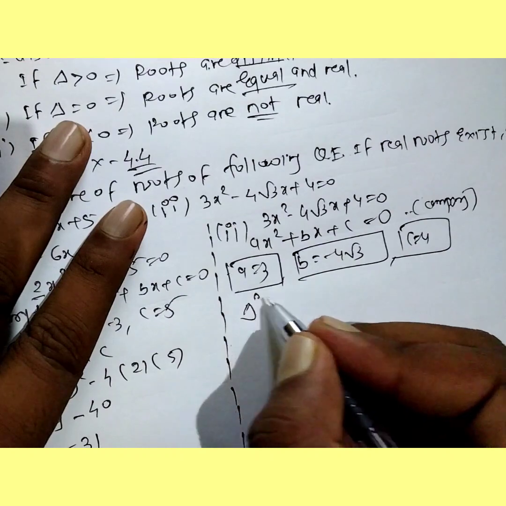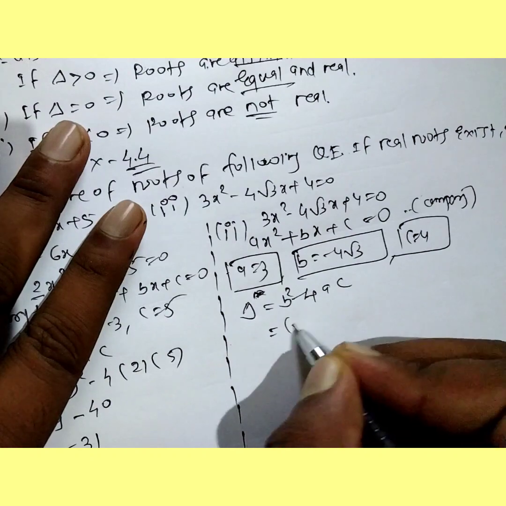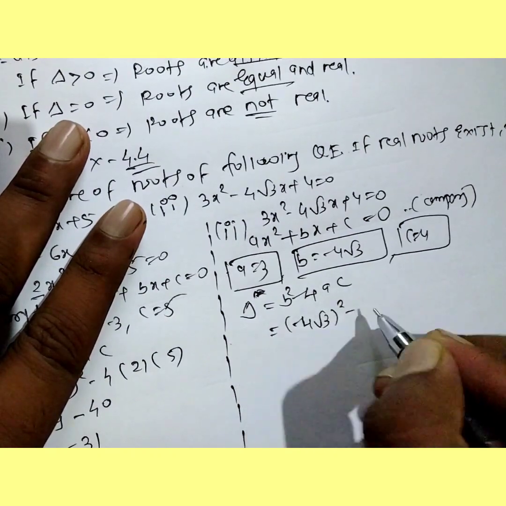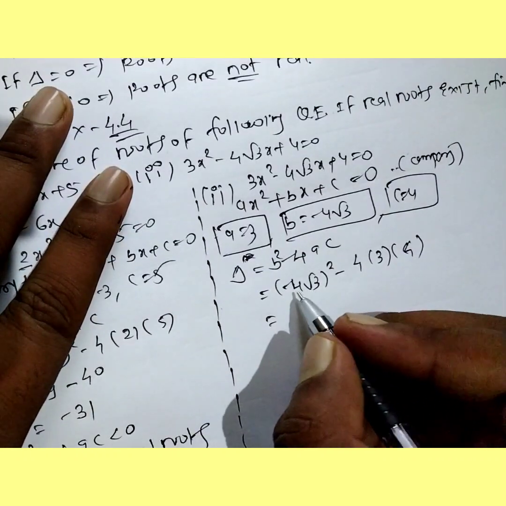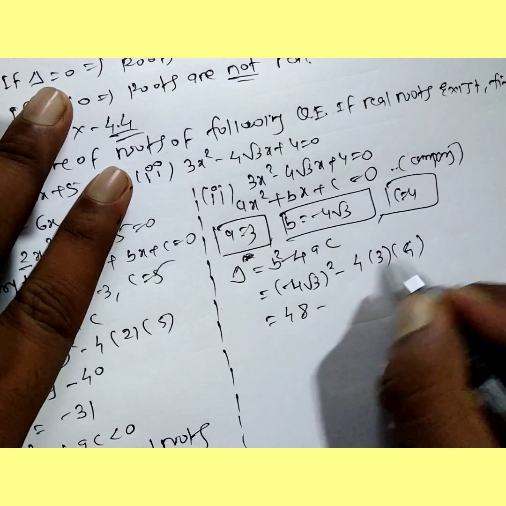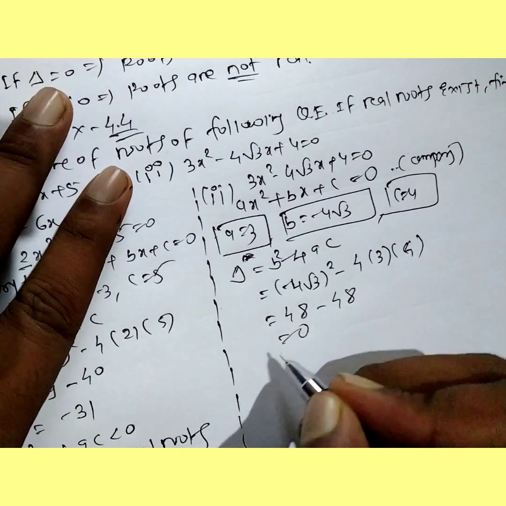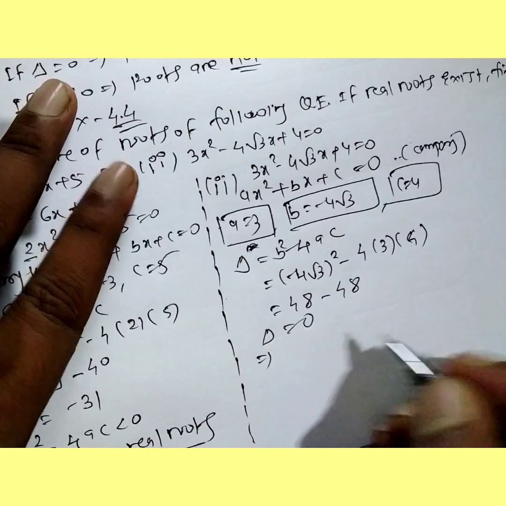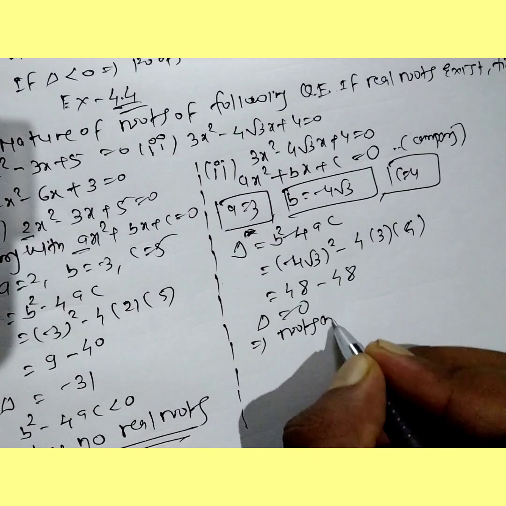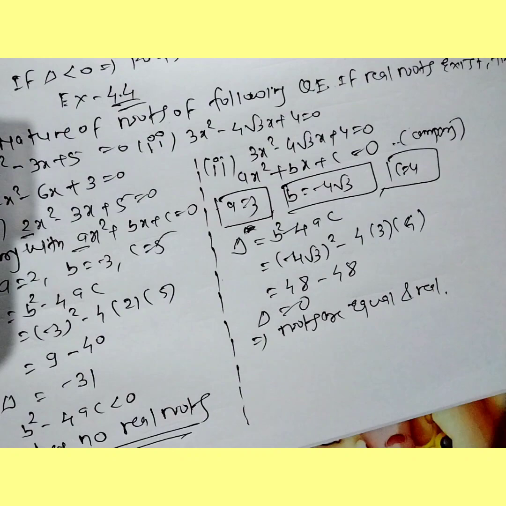So let us find delta, which is b square minus 4ac. So minus 4 root 3 whole square minus 4 into a is 3, c is 4. So what will you get? This is 16 plus 16 and 3, so 48, minus, what is this? 48. So this is 0. So delta is 0. So what will you write here? You can see roots are equal and real. Now you can apply the formula method.